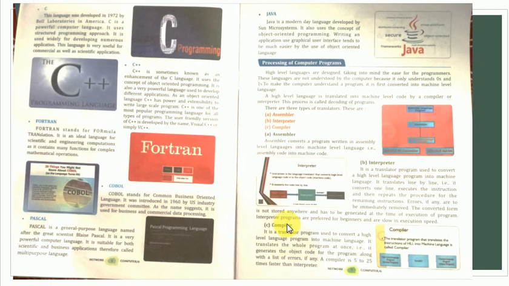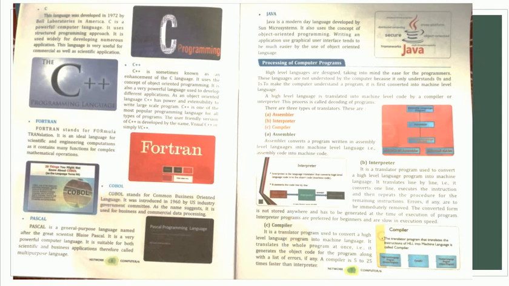And the third one is compiler. Compiler is used to change a high level language to machine level language, and it converts the whole program at once. So there's a difference between interpreter and compiler also. Interpreter converts the program line by line, and compiler converts the whole program at once.